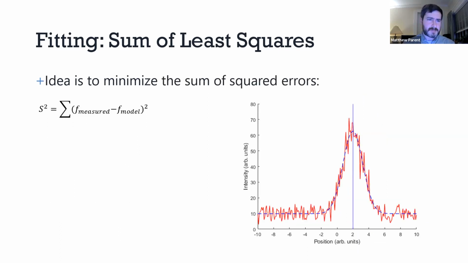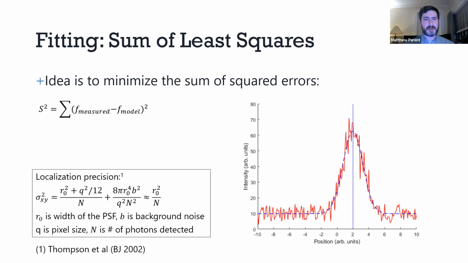And the idea here is just to minimize the sum of squared errors. And there's a lot of ways to do that. A lot of algorithms that already exist that do that. And we can end up with a localization precision that's based roughly around these parameters here in the bottom left.